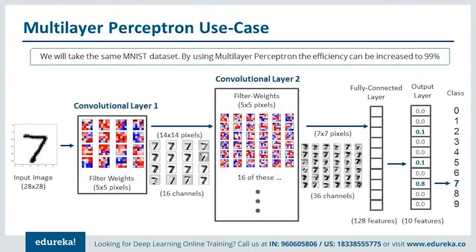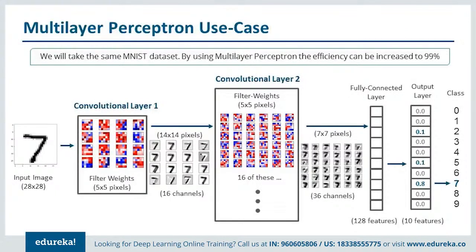So we give an input image to this convolutional network. Then this input image is processed in the first convolutional layer using the filter weights. Now this results in 16 new images, one for each filter in the convolutional layer. The images are also downsampled, so the image resolution is decreased from 28 cross 28 to 14 cross 14.